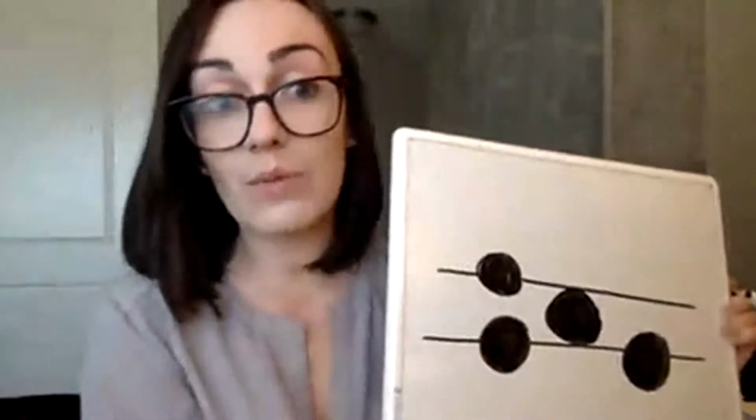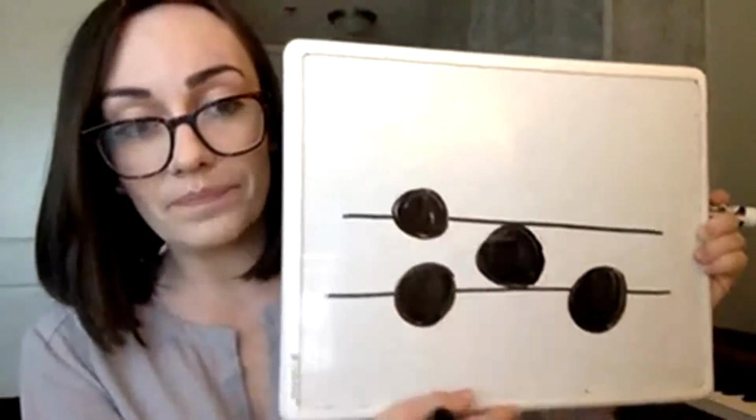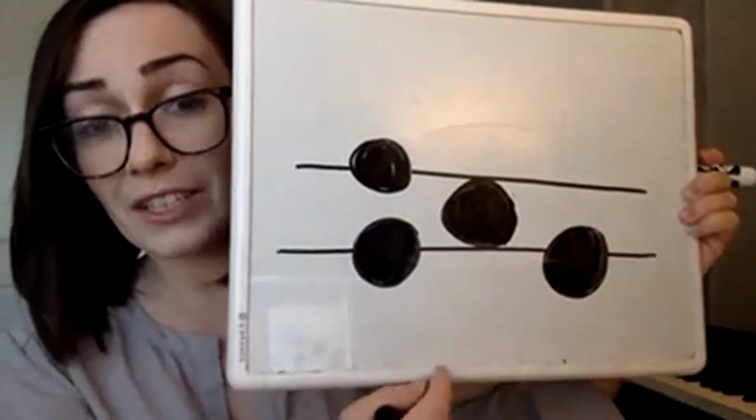So we have passing tones and we have neighbor tones. We talked about going a little bit higher. That's your upper neighbor. Guess what? You can go one below. That would be your lower neighbor.